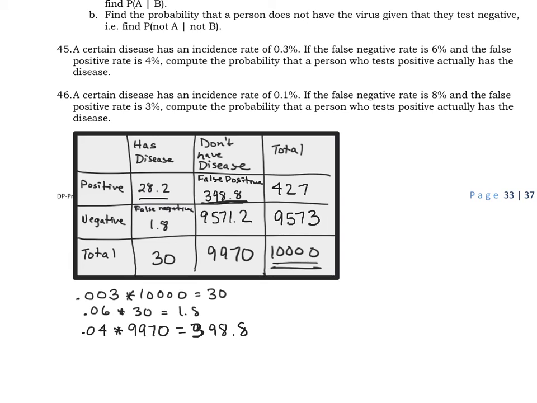When they ask you to compute the probability that a person who tests positive actually has the disease, they're looking for you to find what's the probability that they have the disease, given they tested positive. Okay, so that will be 28 2/10 divided by 427. We're going to change this to a percent, and we're round to the nearest tenth of a percent. And we are going to get 6 6/10%.